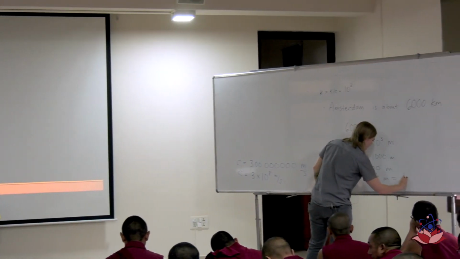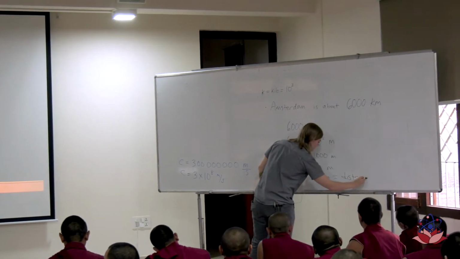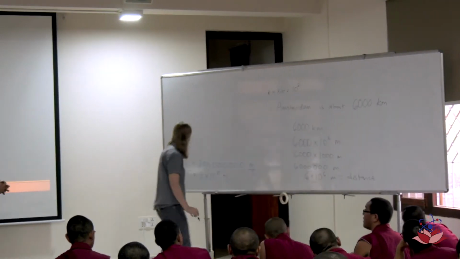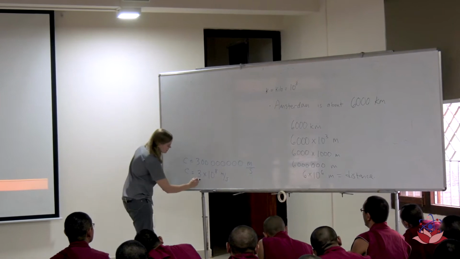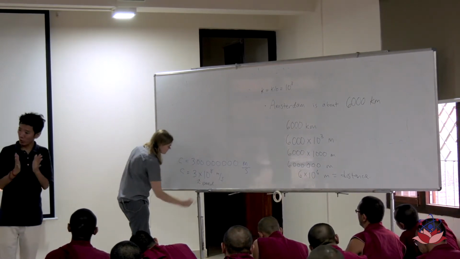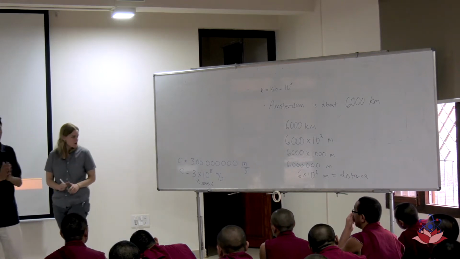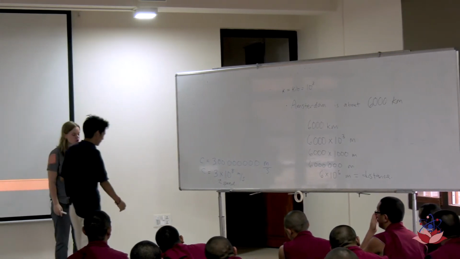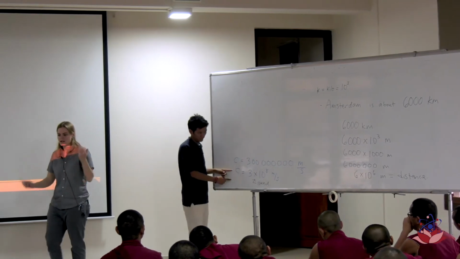So this is our distance. And this is our speed. So do we have a relationship between distance, speed, and time?